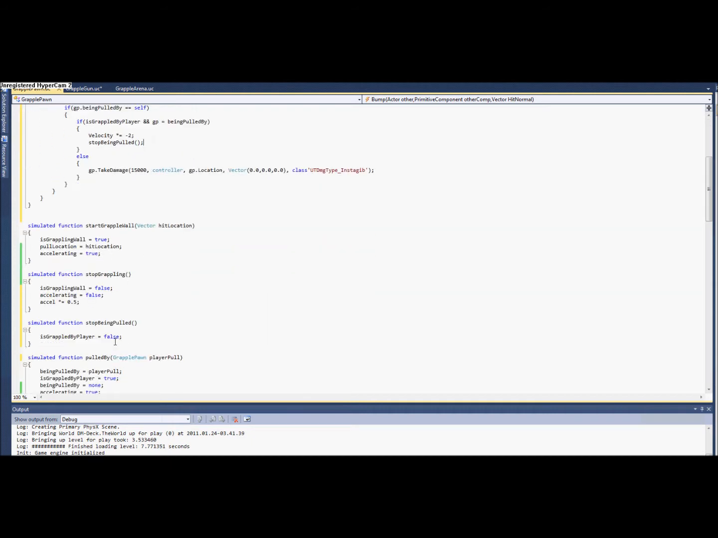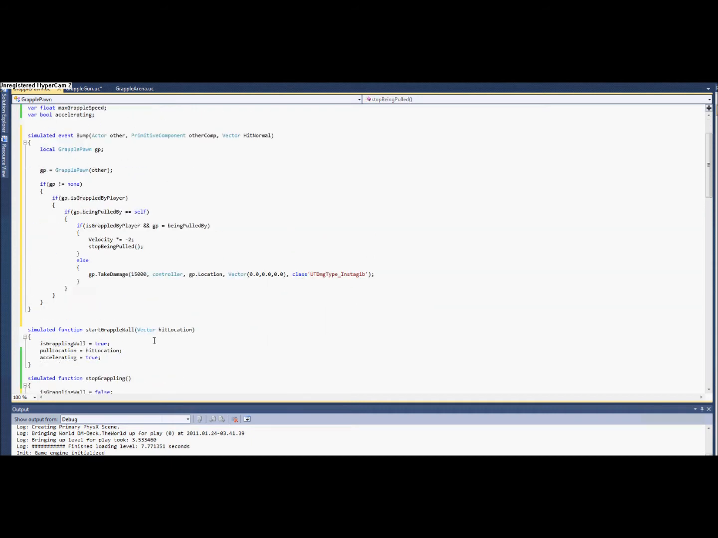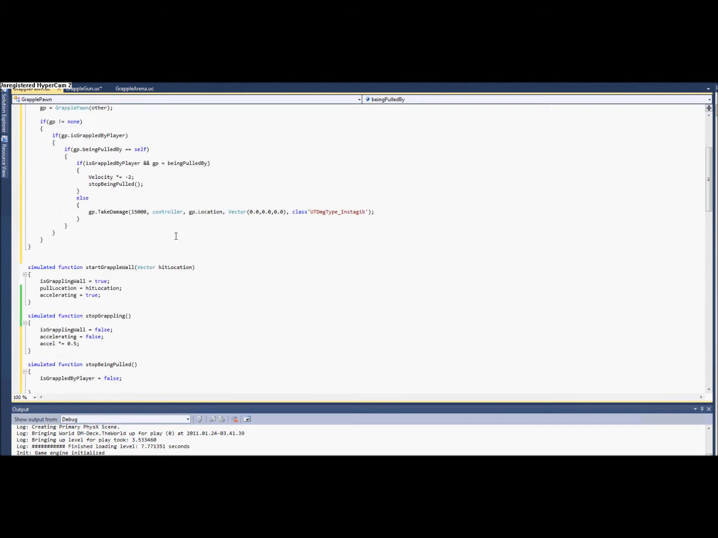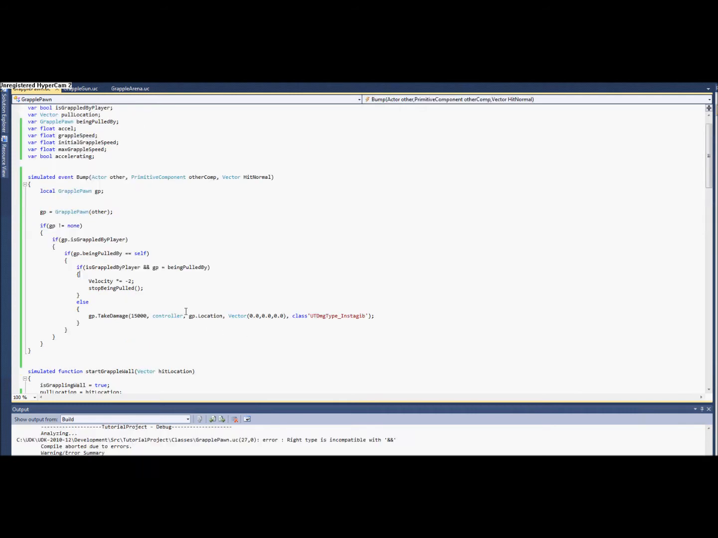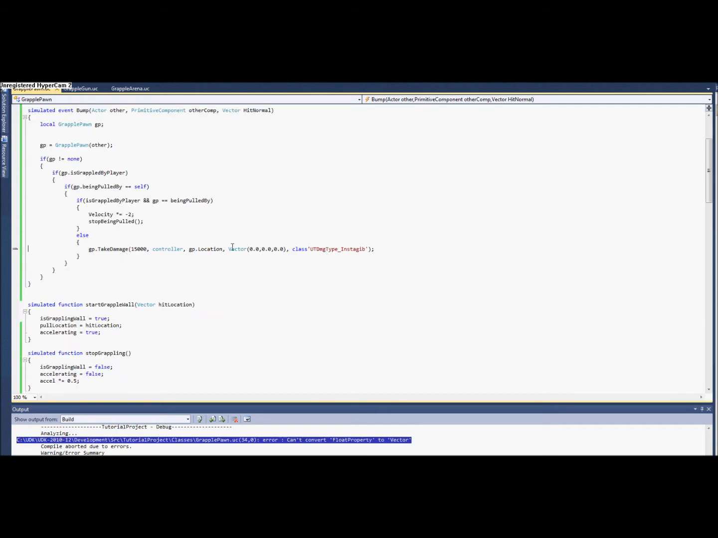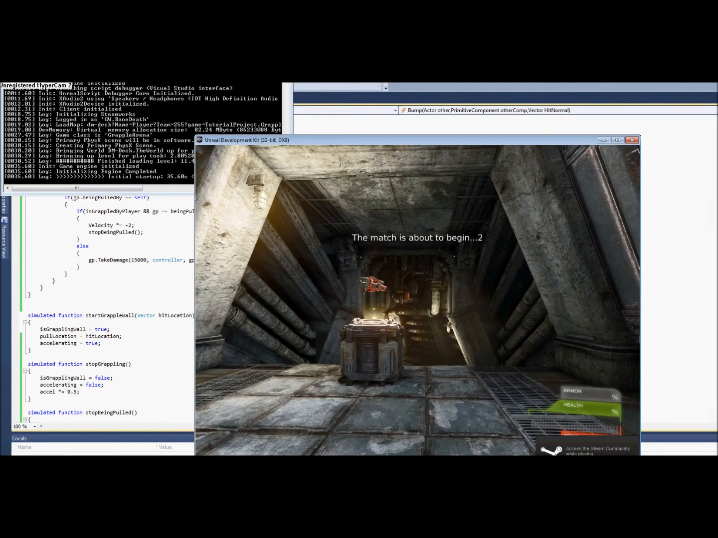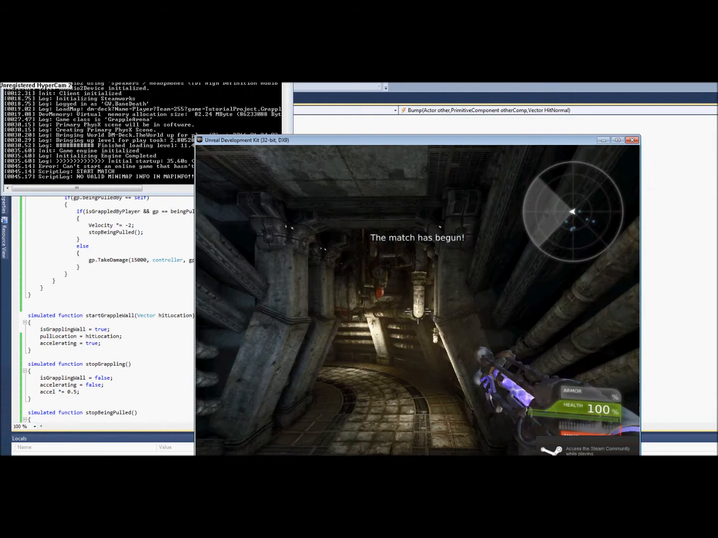And in stop being pulled, I don't think we set the actor back to nothing. So I'm gonna go and compile this, and I'll see you in a second. Yeah, I just noticed it. This needs another equals here. And there's another error here. I should auto-complete the vector. It should just be a vect literal. Okay, so we'll compile that this time.